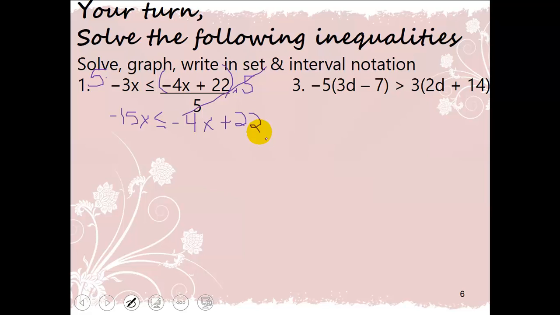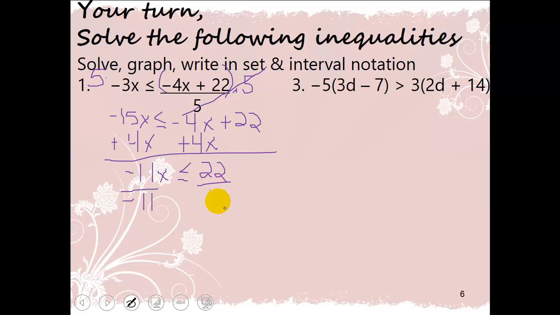I'm going to use the addition property, 4x, 4x. That gives me negative 11x is less than or equal to positive 22. I'm going to use the division property of inequality. I'm dividing by a negative number, so that means I have to flip my inequality symbol.